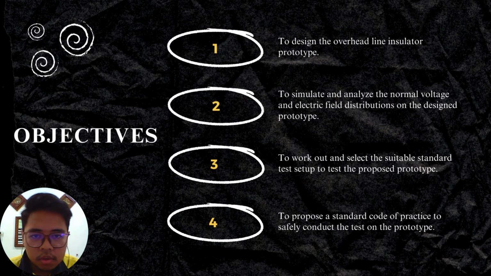So our objectives are, first, to design the overhead line insulator prototype. Second, to simulate and analyze the normal voltage and electric field distribution on the design prototype. Third, to work out and select the suitable standard test setup to test the proposed prototype. And fourth, to propose a standard code of practice to safely conduct the test on the prototype.